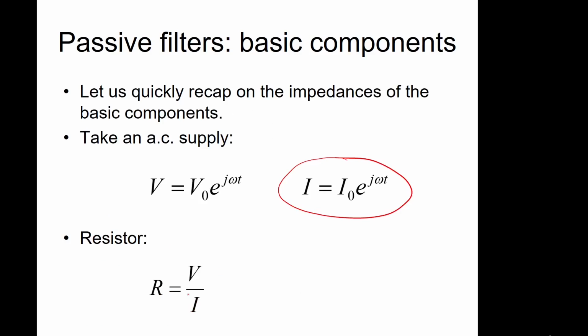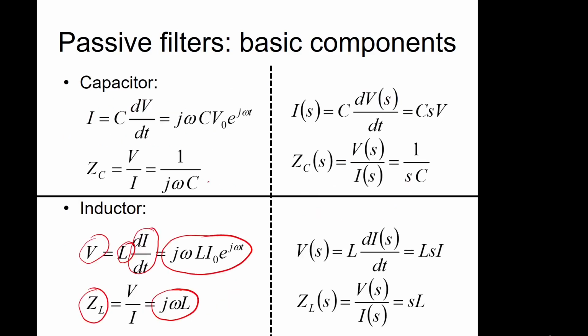So for our 3 cases, for our resistor, the resistance is always constant. For our capacitor, the impedance decreases as the frequency increases. And for our inductor, the impedance increases as the frequency increases.